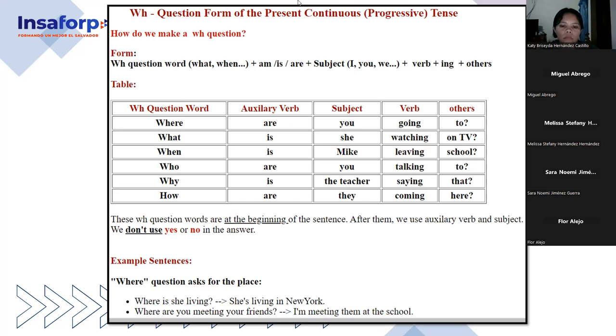Thank you. Flora, ¿está por ahí? Flora Alejo, ¿está por ahí? Non-responsive. Okay. Katy Briseida, are you ready?